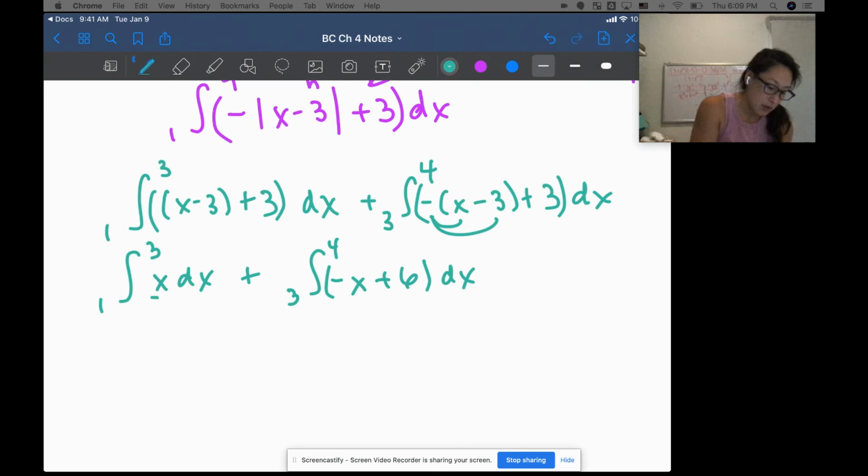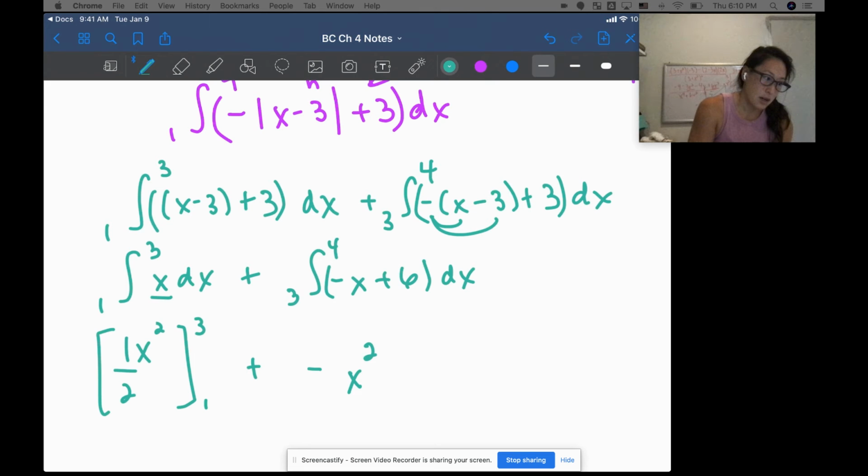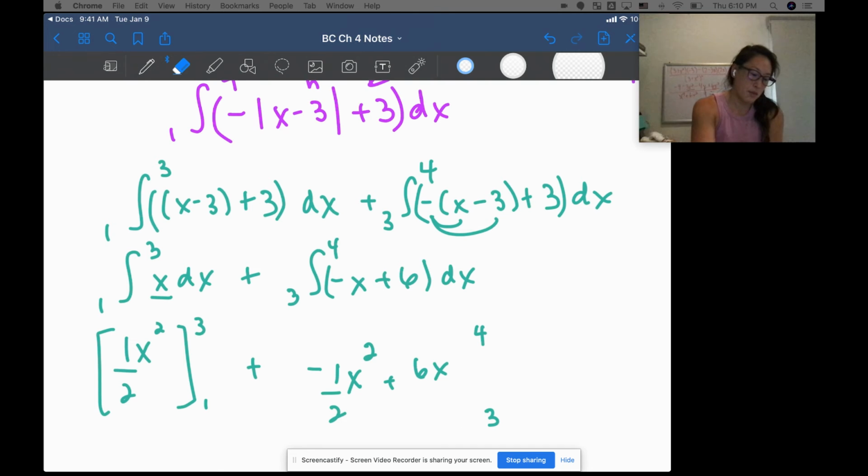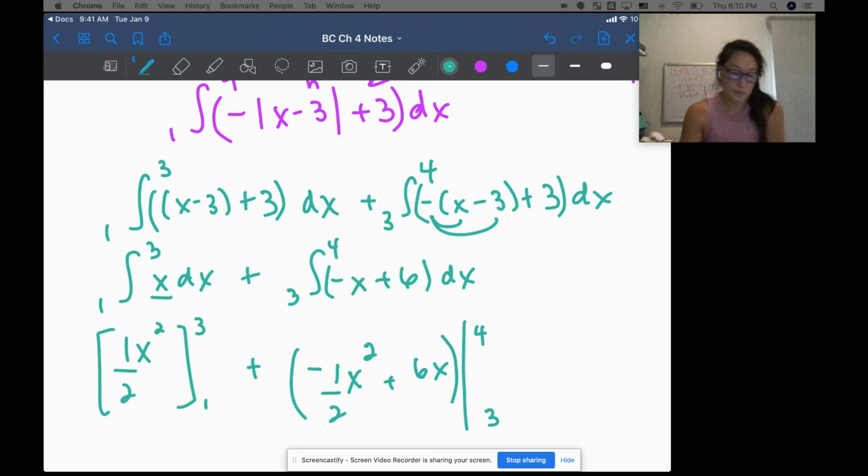Now we're going to take the integral of both. Okay, so the integral of x is x squared, and then divide by 2. And we're integrating from 1 to 3, plus the integral of -x squared, and then we have to divide by 2, divide by the power, plus 6x, divide by the power, which is 1, and I'm going to group it like that. So from 3 to 4. Okay, you can also write it like this, like just put your function in parentheses, and then say that we're going to evaluate from 3 to 4.